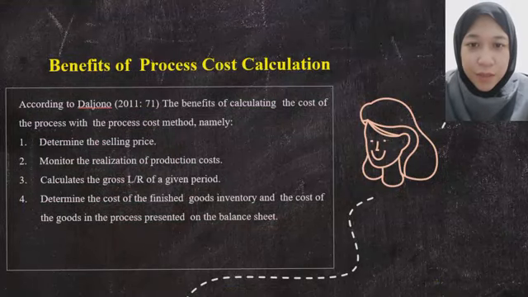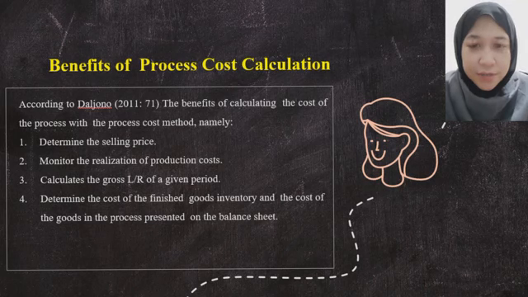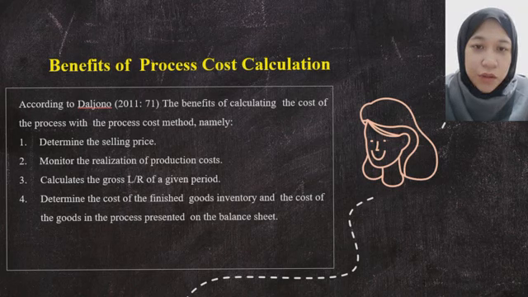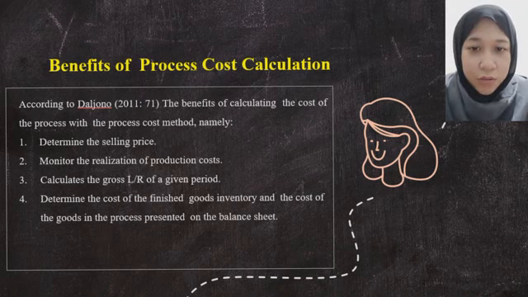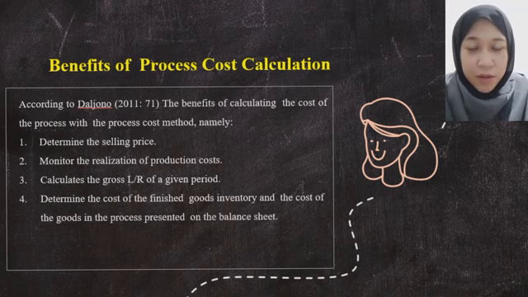Benefits of process cost calculation. According to Judul, the benefits of calculating the cost of the process with the process cost method are, first, to determine the selling price. Second, to monitor the realization of production costs. Third, to calculate the gross profit of a given period. Fourth, to determine the cost of the finished goods inventory and the cost of the goods in process presented on the balance sheet.